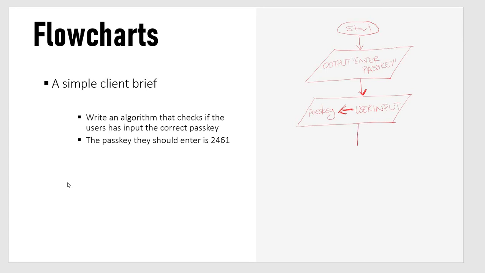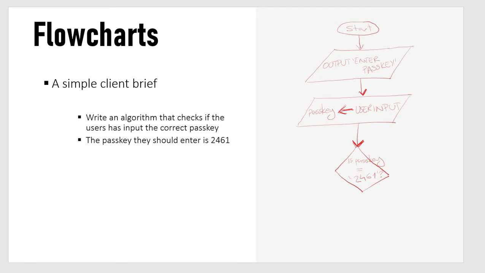Right, so now the user has been allowed to enter a pass key. The next part of the algorithm, so the next instruction in the sequence, has to be, we have to check whether that pass key is correct or not. So we're going to use a diamond shape here, and we're going to say is pass key equals to 2461, like so, with a question mark at the end, because you're kind of asking a question. That's what a condition is. It's sort of a question. It's asking whether something is true or false.